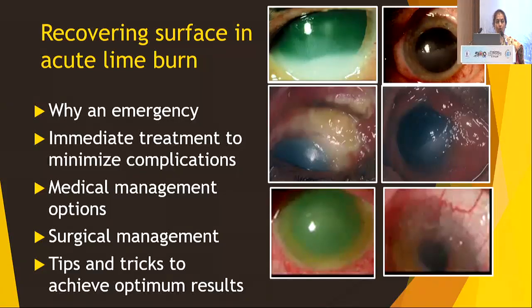So, many times we come across chemical burns. Why is there an emergency about chemical burns, what is the immediate line of treatment, how to minimize the complications, what are the medical management options, what are the surgical management options, and what are the tips and tricks to achieve optimum results.